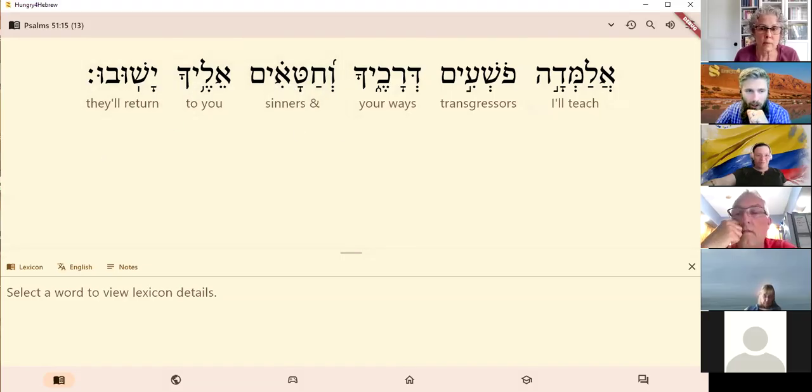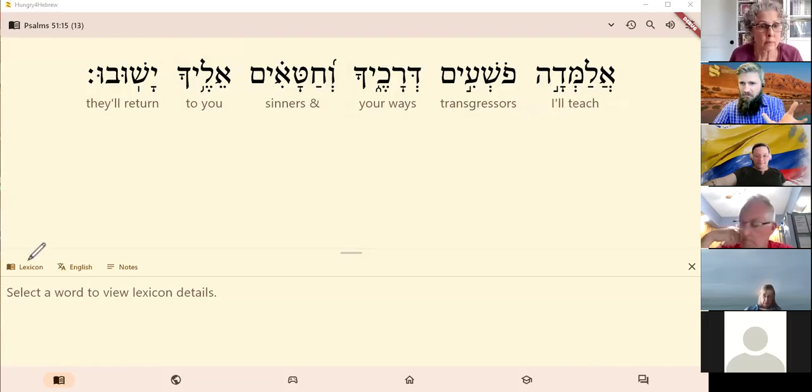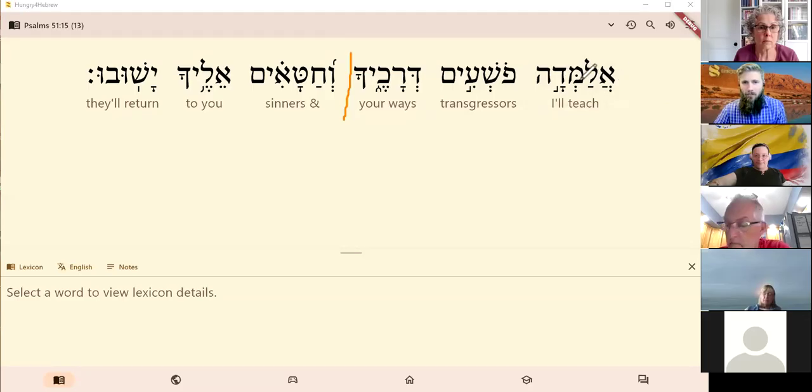All right, so obviously we're reading in Psalms, so we're expecting verses to come in parallel and poetic segments. And so where's the halfway mark of this verse, if I split it into two? Derek, yeah, exactly. So alamda fosheim drachecha, v'chataim elecha yashuvu. Those are saying essentially the same thing, but in different ways. So we can find parallel parts here as well.